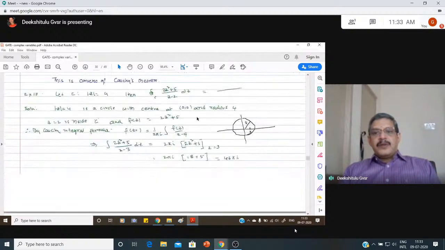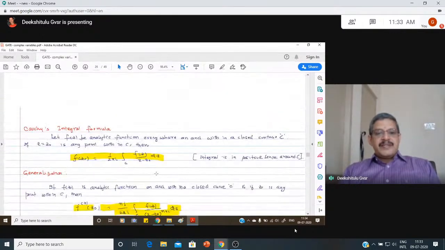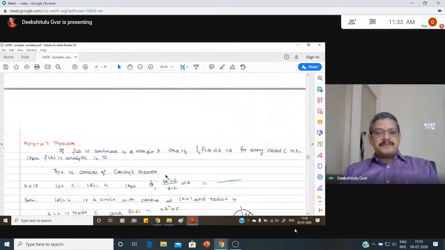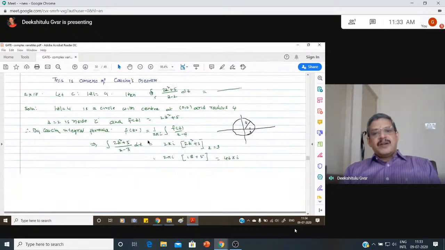So we cannot apply Cauchy's theorem. Cauchy's theorem is applicable only when the function is completely analytic. It is not so now. This z minus 2 is giving the problem. So this comes under this statement, f of z by z minus z naught dz. We have to apply this. This is in the form. So f of z is 2z square plus 5 by z minus 2. Then by Cauchy integral formula, f of z naught is equal to 1 by 2 pi i integral f of z by z minus 2.